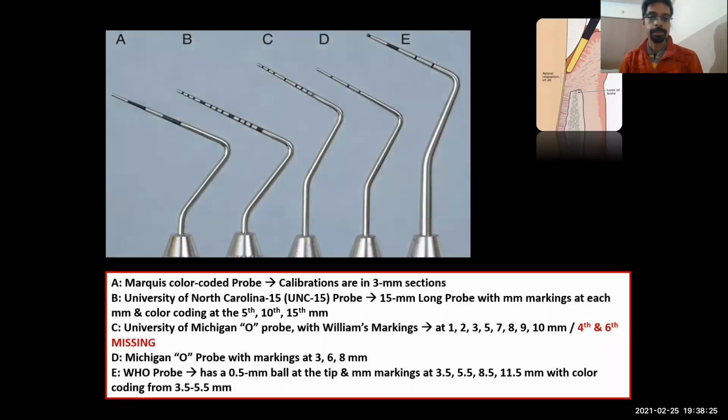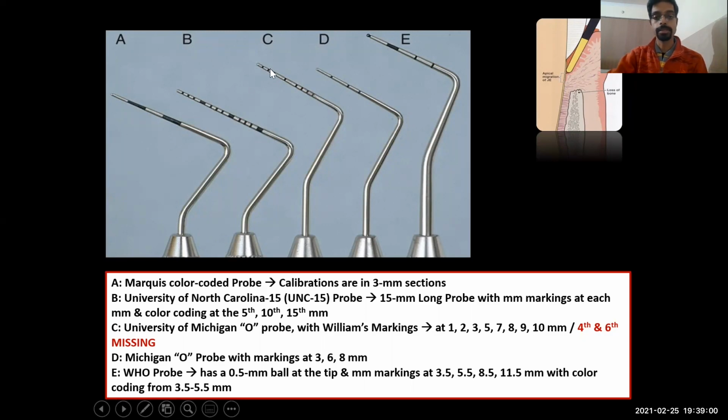Now, these are the basic types of manual probes. The first one, A, is the Marquis color-coded probe. It has calibrations at 3 mm. B is the very commonly used UNC 15 probe. What is the full form of UNC? It is University of North Carolina. It is a 15 millimeter long probe with markings at every millimeter, and bands are present at the 5th, 10th, and 15th millimeter markings.